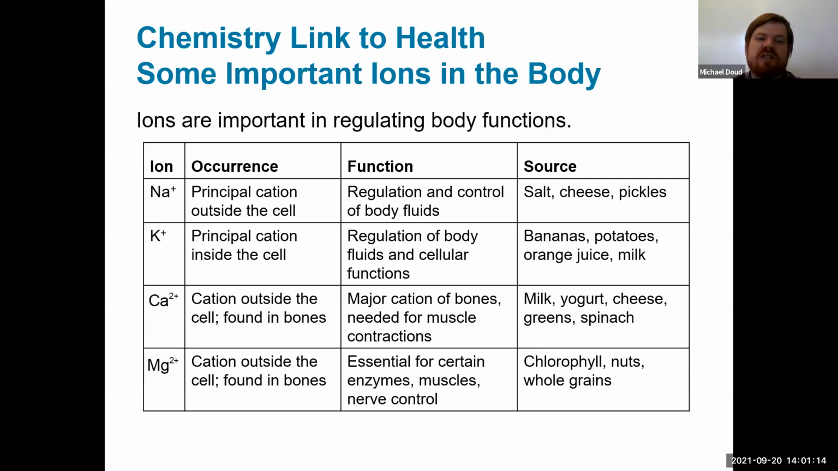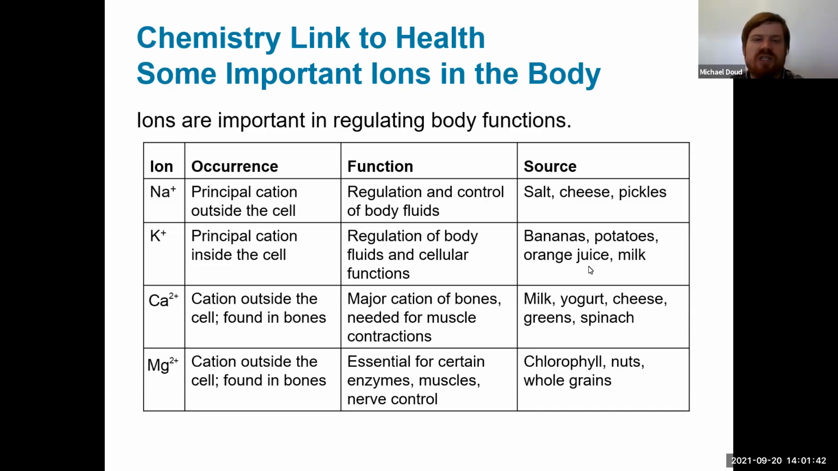Calcium is found outside the cell. Calcium is also very important in bones. It's kind of the major cation that's in bones, and also it's used to start muscle contractions. We also have magnesium, just to give an idea, the magnesium ion, which is Mg2+. It's also found in bones, and it's essential for the function of certain enzymes, as well as muscles and nerve controls.